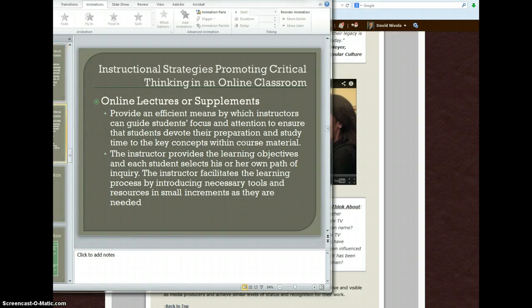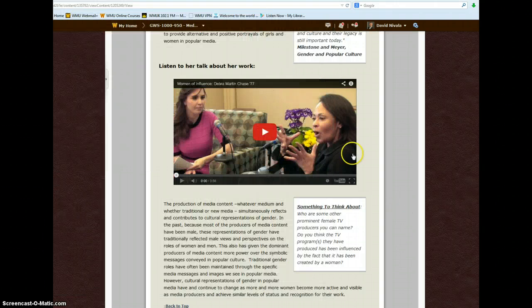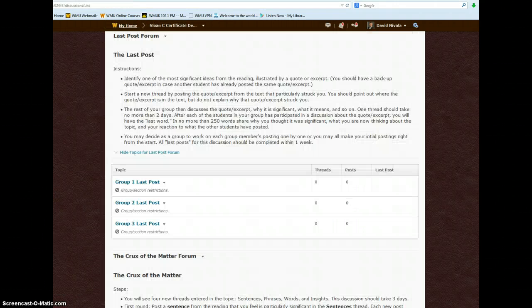The next item I'm going to talk about is asynchronous threaded discussions, and I'm just going to show you an example of different formatting. So the last post, basically on rotation, a student makes a first post, the rest of the group responds to it, and the first person doesn't respond at all, but then at the end does a summary.